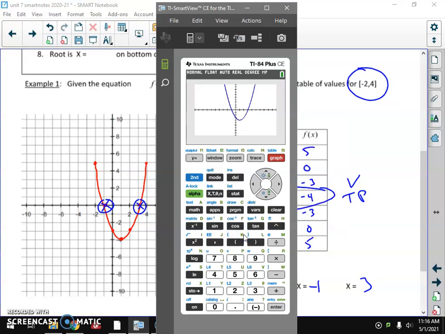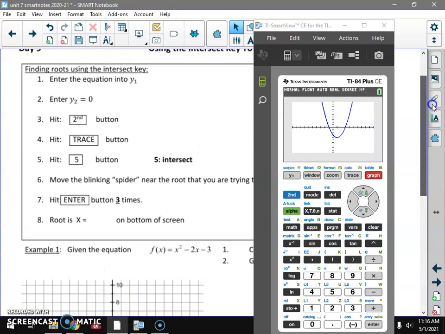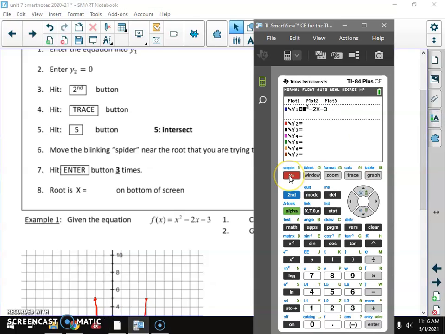But let's read these steps and let's see if we can make sense of them. It says, enter equation into Y1. Got it. In Y2, we're going to put in the number 0. And if I just hit the graph, what's different now is we get a red line through the x-axis. And now we're going to find where the blue curve and the red line intersect.